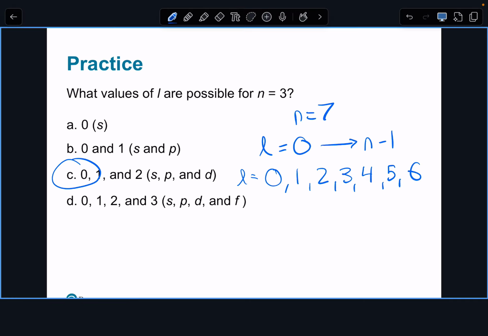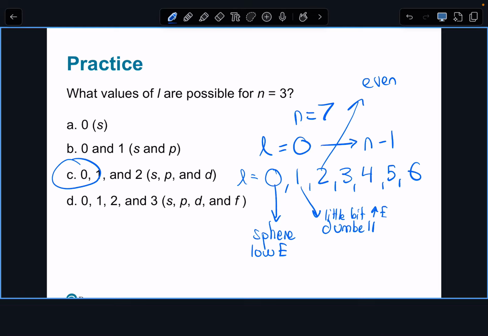Okay, remember that means this one is a sphere. So again, this is an indicator of shape. It's the lowest energy one. 1 is a little bit higher in energy. It's the dumbbell shape. 2 is even higher in energy, and it's the one that has 4 lobes, except for the funky one. So I'll say 4 lobes, okay?